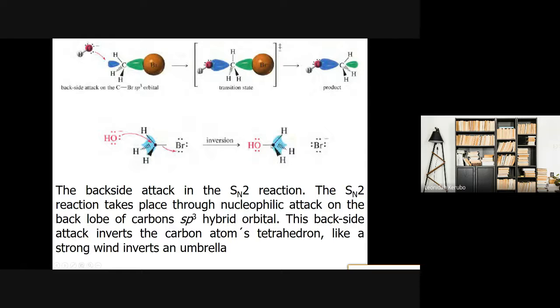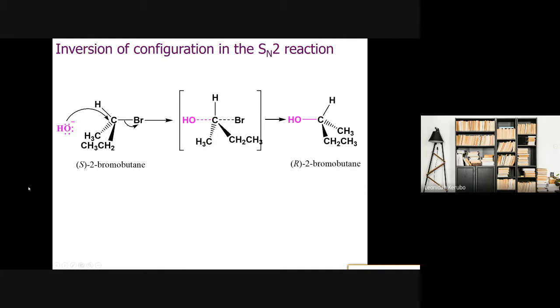So the OH is now bonded here, and you can see clearly the other bonds to hydrogen are on the other side of the carbon atom. This is a backside attack in the SN2 reaction. The SN2 reaction takes place through nucleophilic attack on the back lobe of the carbon, that is the sp3 hybridized carbon. Then the backside attack inverts the carbon atom's tetrahedron, like a strong wind inverts an umbrella. So that we've already talked about. And here is inversion of configuration in SN2 reaction.